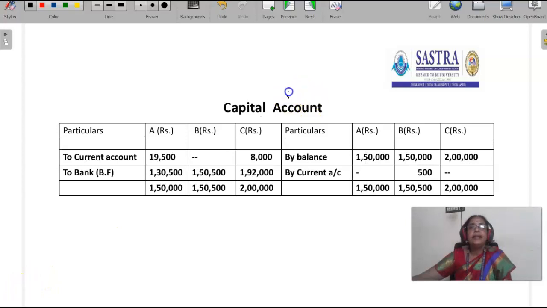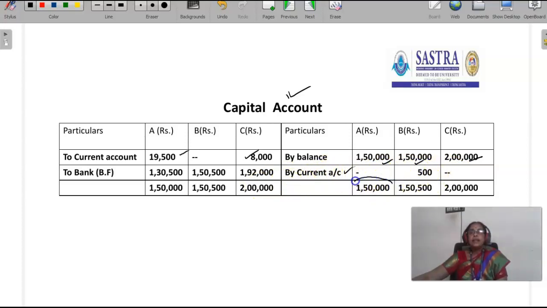This is the capital account of all the partners. Balance 1,50,000, 1,50,000, 2 lakhs. Then we transferred the amount from current account. A's capital account debtor to A's current account 19,500. C's capital account debtor to C's current account is 8,000. Here B's current account debtor to capital account is 500. Then we have to balance. The balance amount should be settled.